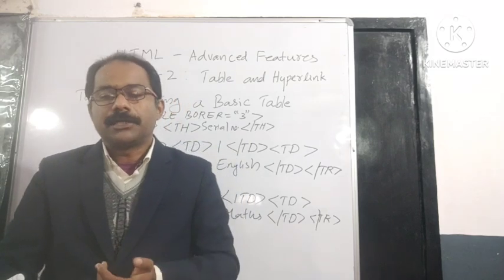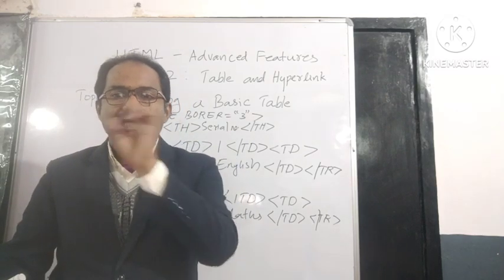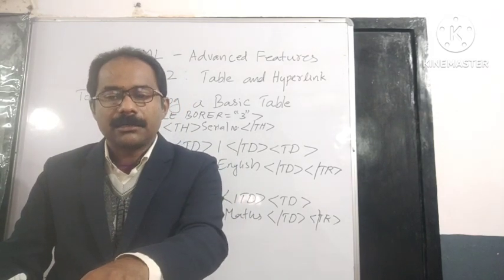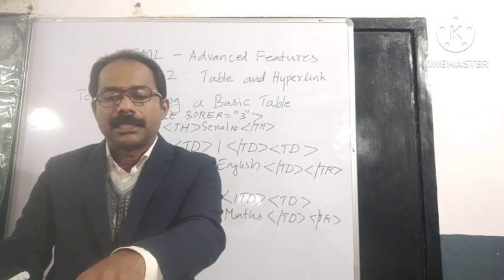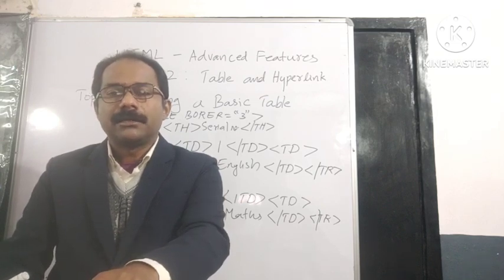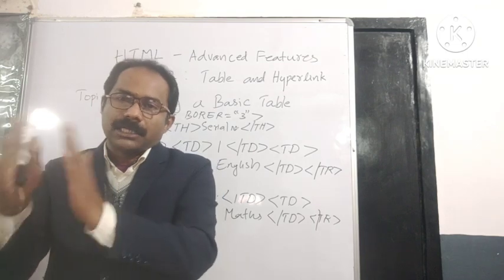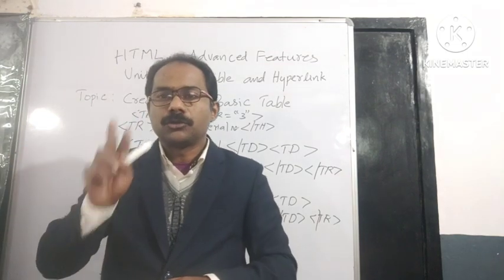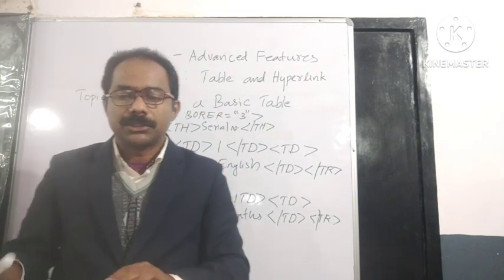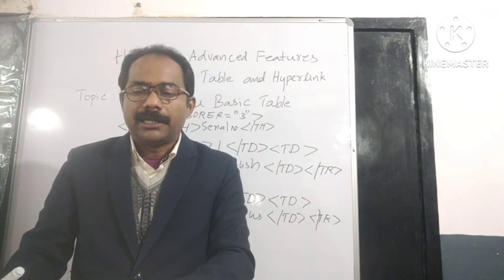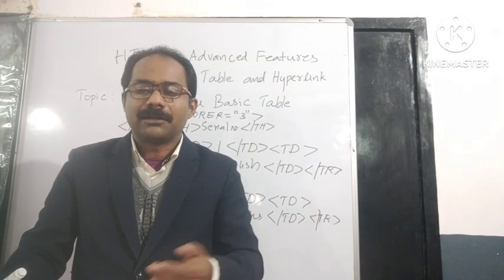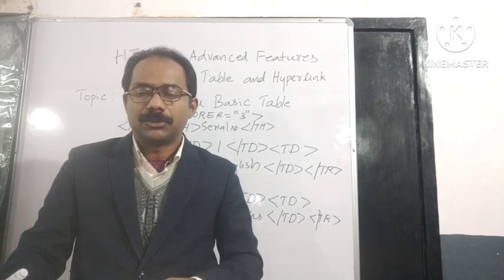Now again, what do you have to do? We have to start the second cell. So we have to use the TD tag again, then 7a, and close the TD tag. Then after the TD tag, we have to close that row because only 2 cells, or 2 columns, are there. That's why we have to use the /tr. And again we have to create the third row. So what do we have to use? The tr tag.